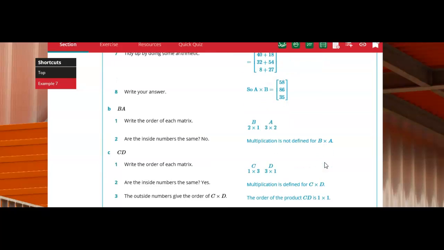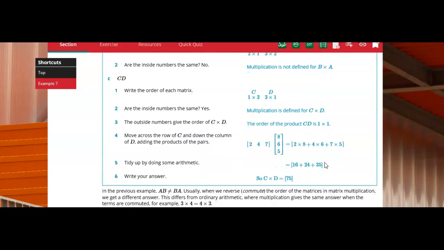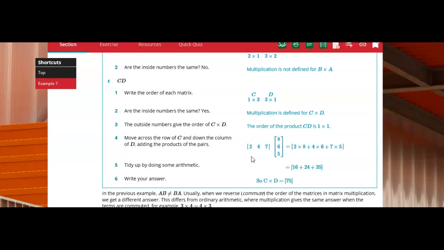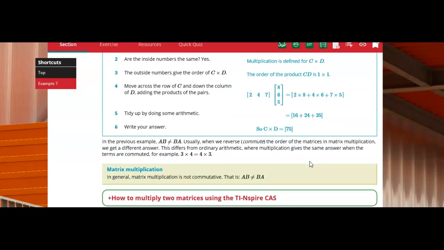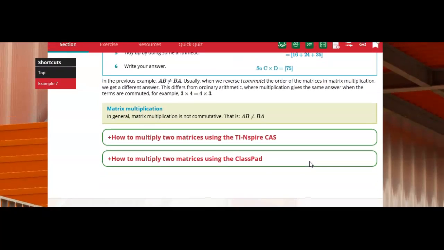Now BA we couldn't do, so let's have a look at CD. This one is just a row matrix and a column matrix, so it's across, down. So 2 times 8, 4 times 6, 7 times 5. Girls, it's extremely important that you put this process into your bound reference. Then you can see the order of your answer matrix is just a single element, because it's a 1 times 1 matrix.